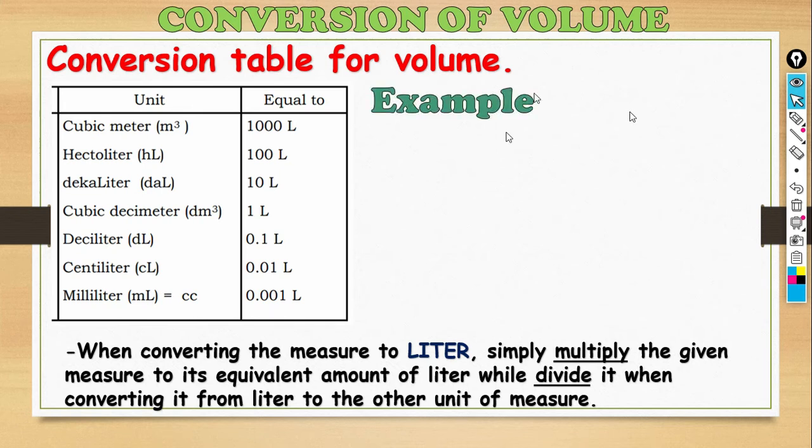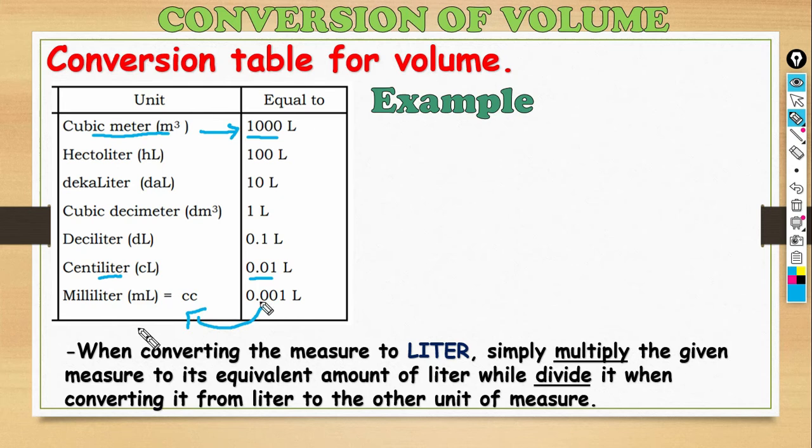So ibig sabihin lang nun, kung yung normal way na according to table, kung kino-convert natin from cubic meter to liter, i-multiply lang natin yung mismong value ng na-measure na cubic meter sa 1,000. Ganun din ang centiliter, multiply natin by 0.01. And then, kapag naman vice versa, from liter, for example, to milliliter, i-divide natin siya dun sa value na sa liter.